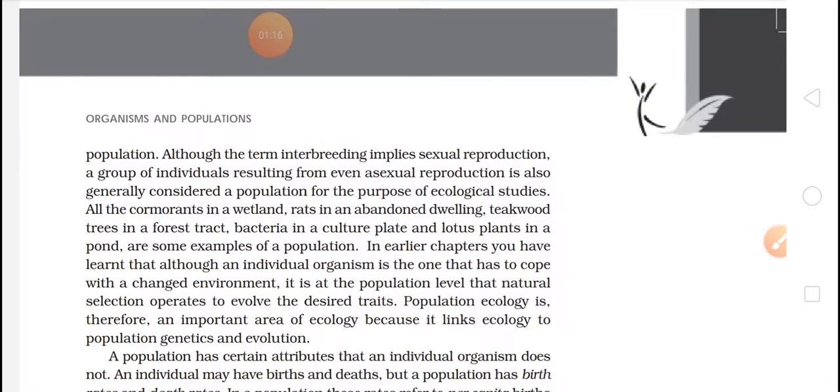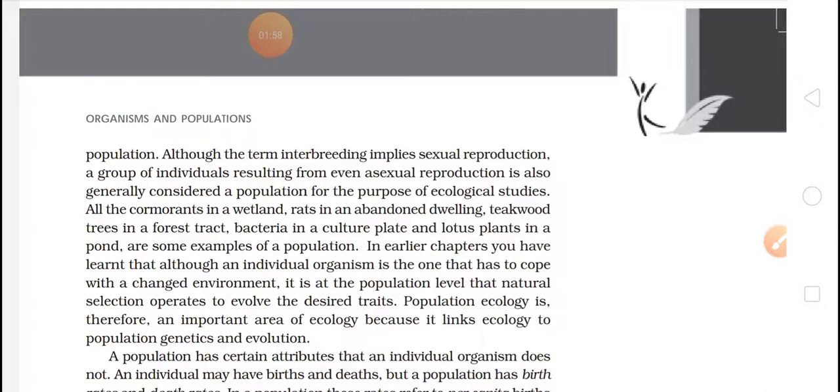Okay, so we can say that interbreeding implies sexual reproduction. A group of individuals resulting from even asexual reproduction is also generally considered a population for the purpose of ecological studies. Okay, so there are both the things, that is sexual reproduction also and asexual reproduction also. They have given some examples here: if we talk about wetlands, you will get rats in an abundant dwelling, teak wood trees in a forest tract, bacteria in a culture plate, and lotus plant in a pond are some examples of population, okay, where you can easily find these organisms.